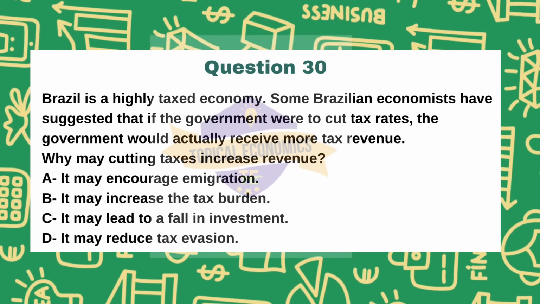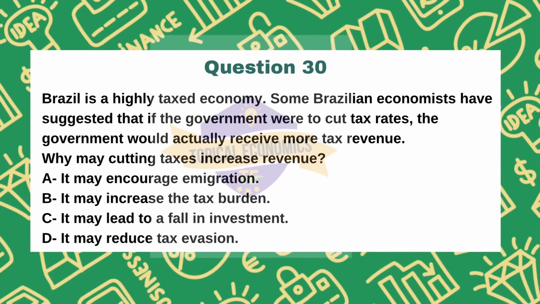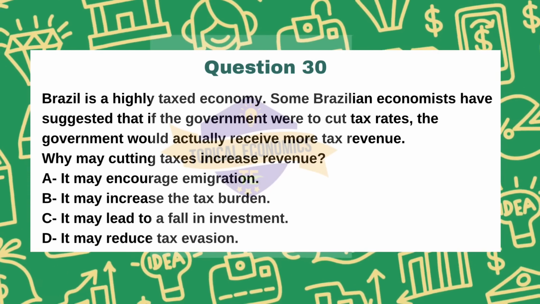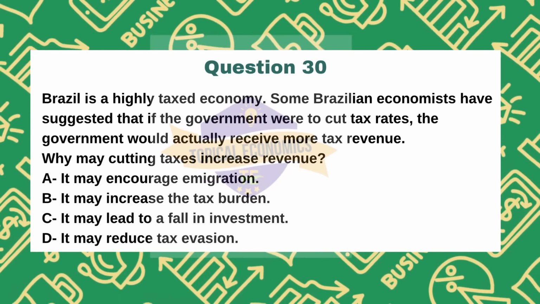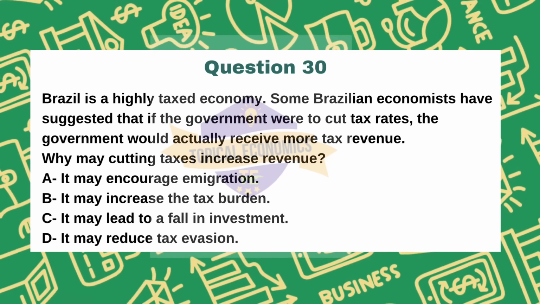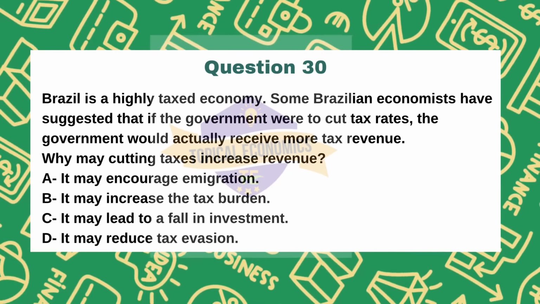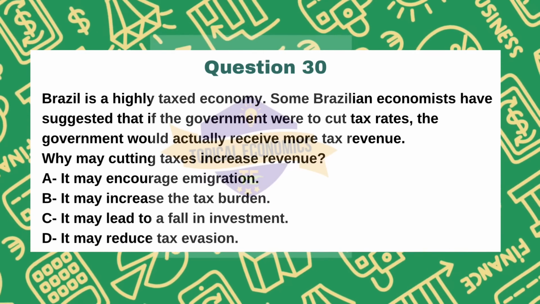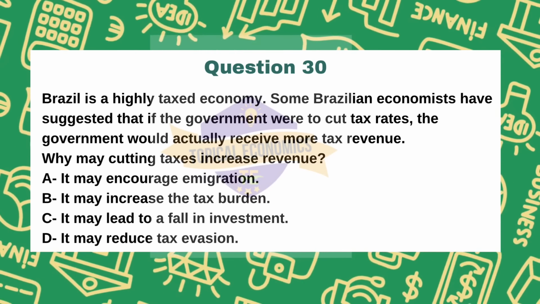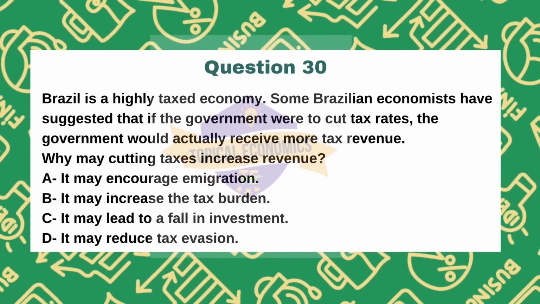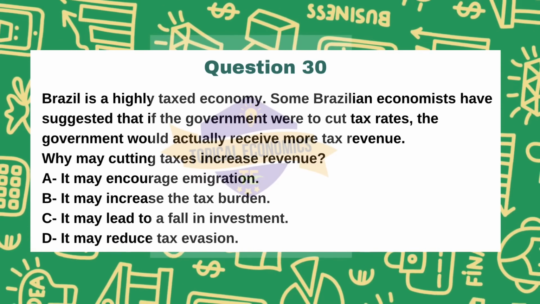Analyzing the other options. Option A. It may encourage emigration. While high taxes can sometimes lead to emigration, cutting tax rates would generally be more likely to encourage people to stay and invest rather than leave. Option B. It may increase the tax burden. This statement is unclear. Cutting tax rates typically decreases the tax burden, not increases it. If anything, the goal is to increase tax compliance and revenue rather than increase burdens. Lastly, option C. It may lead to a fall in investment. Generally, cutting tax rates is expected to stimulate investment rather than reduce it, as businesses are more likely to invest when they have more capital available.